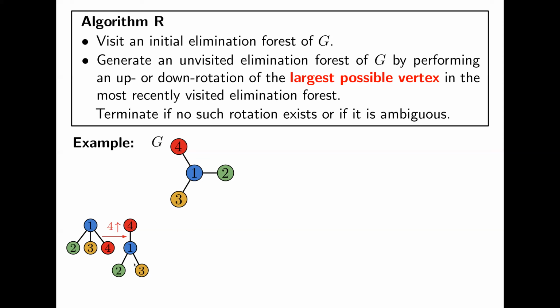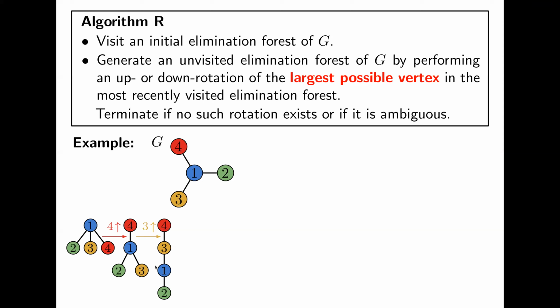What is the next largest possible one? Well, we could try to do something to the 3. And we cannot rotate it down because it's a leaf, but we can rotate it up. So this is what we do. We rotate 3 up, and we get this elimination tree.